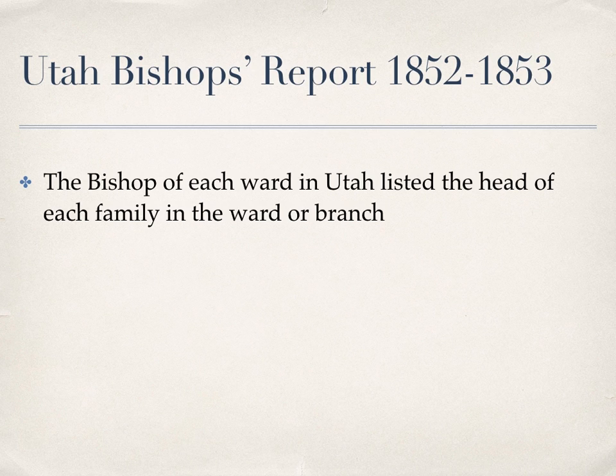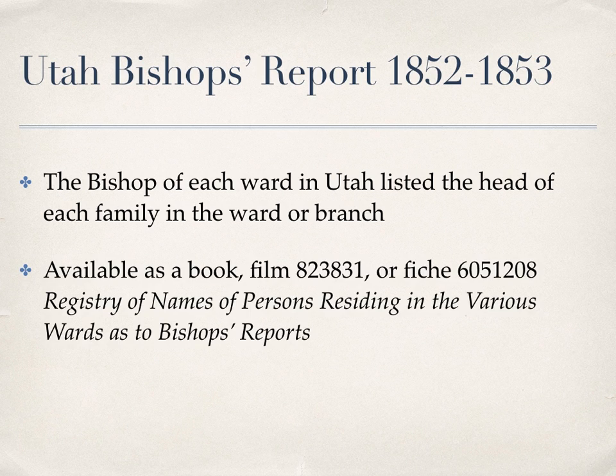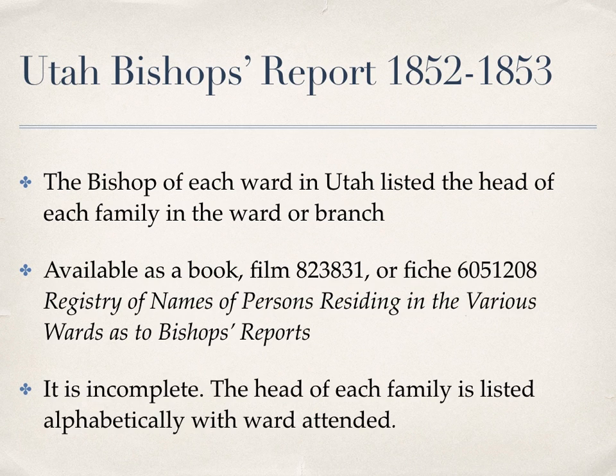This is not a true census, but in 1852, the bishop of each ward in Utah listed the head of each family that was attending his ward or branch. This is available as a book, a film, or a fiche, and it has a very fun name: Registry of Names of Persons Residing in the Various Wards as to Bishops' Reports. This is incomplete. It only includes Utah, so nobody outside of Utah, and it lists only the head of each family. It's listed alphabetically with the ward attended.